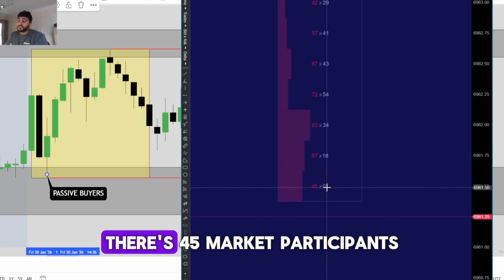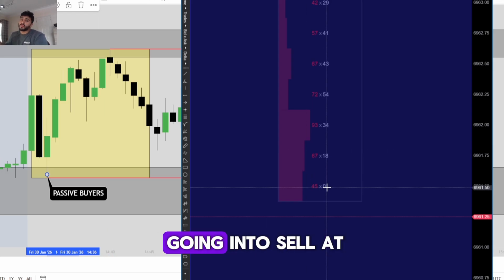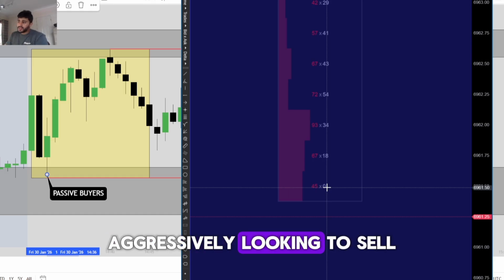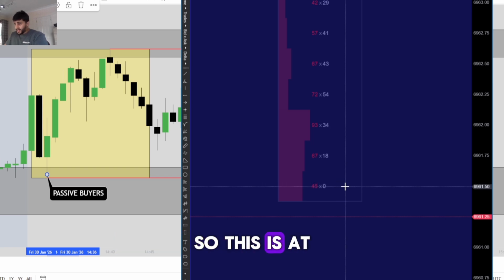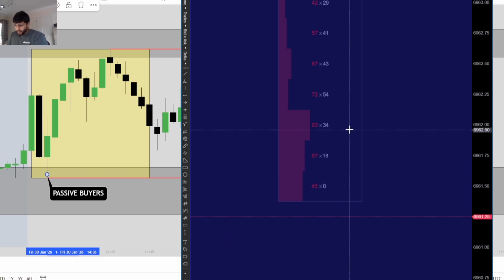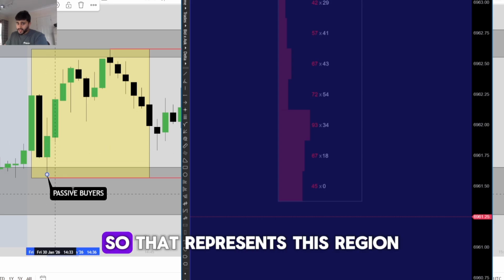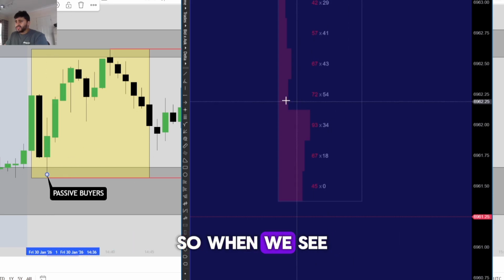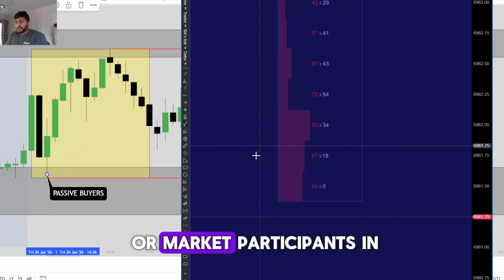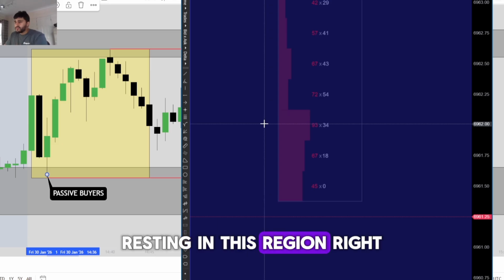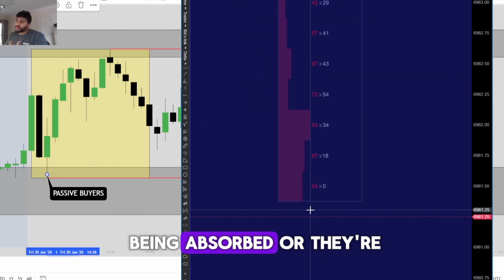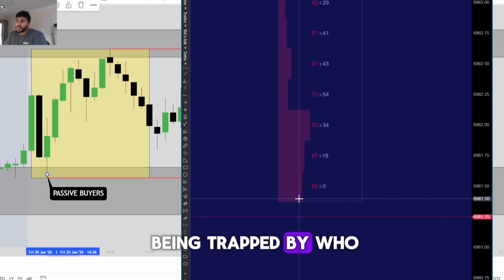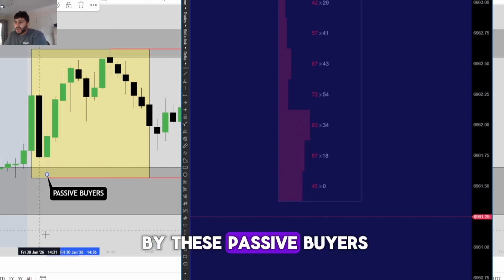That means the same thing. There are 45 market participants going in to sell at market prices, aggressively looking to sell, and there are no market participants looking to buy. So this is at 69.61, roughly the 69.62 area. So that represents this region. So when we see a lot of aggressive market participants resting in this region, but the market breaks higher, these sell orders are being absorbed or trapped. By who? They're being trapped by these passive buyers.